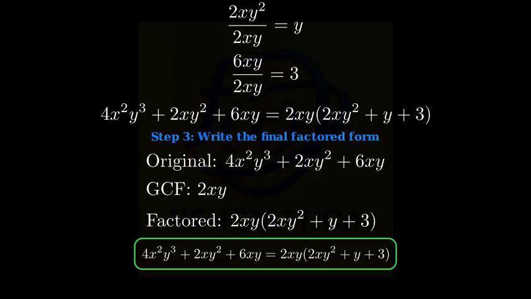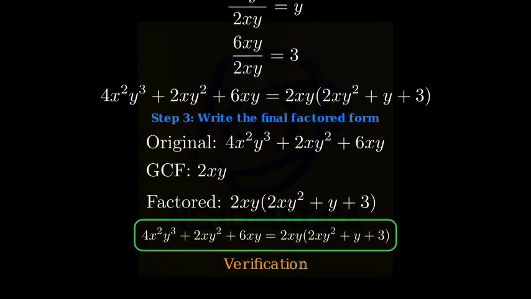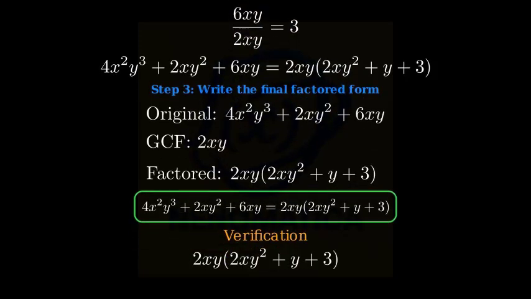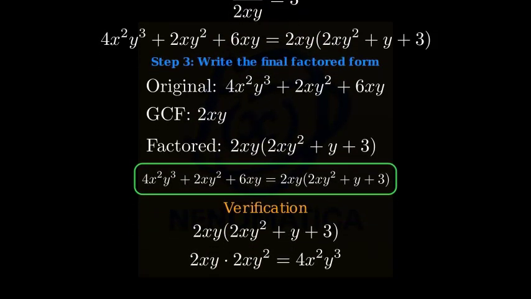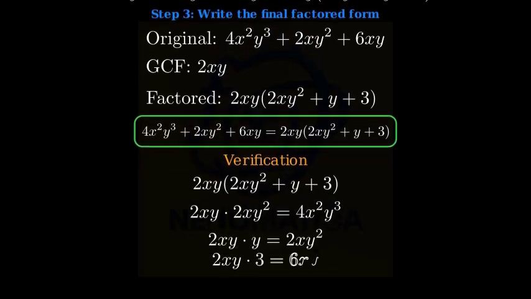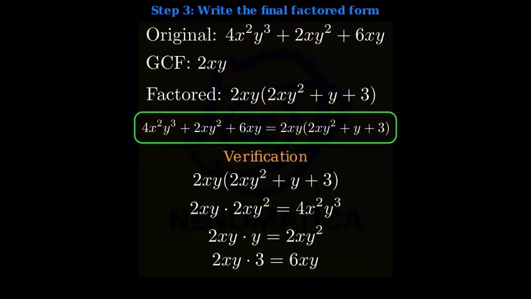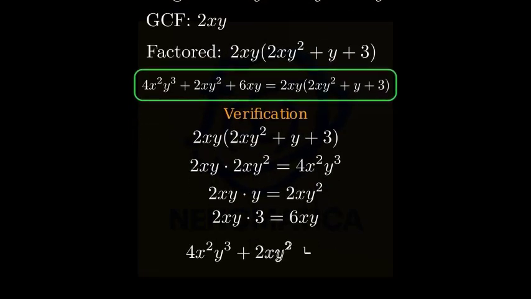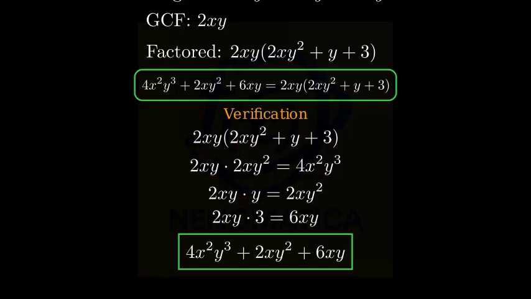Let's verify our answer by expanding the factored expression. We'll distribute 2xy to each term inside the parentheses. 2xy times 2xy squared gives us 4x squared y cubed. 2xy times y gives us 2xy squared. And 2xy times 3 gives us 6xy. Adding these up, we get 4x squared y cubed plus 2xy squared plus 6xy, which matches our original expression.